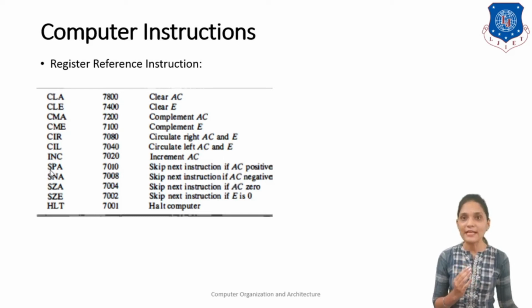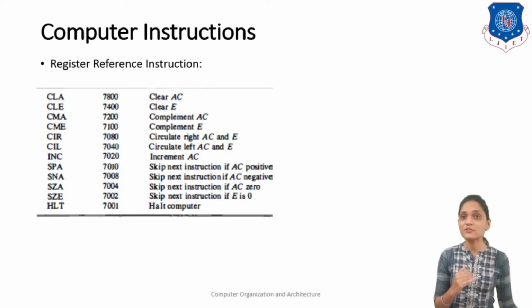Okay, so for this SPA instruction, the content of the accumulator is going to be checked, and if this content is positive, that means it has the 15th bit as 0, then your next instruction is going to be skipped. And generally in this skipping, you are going to use some branching instruction. Okay, and then you can use the SNA. In this instruction, the next instruction is going to be skipped if the accumulator's content is negative.